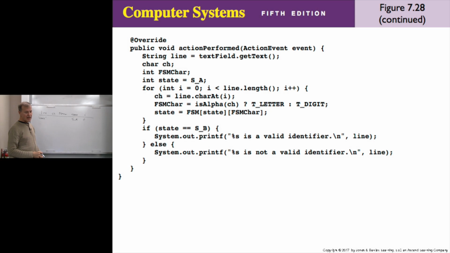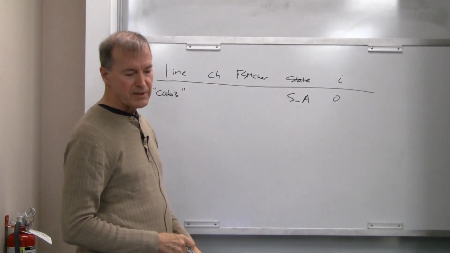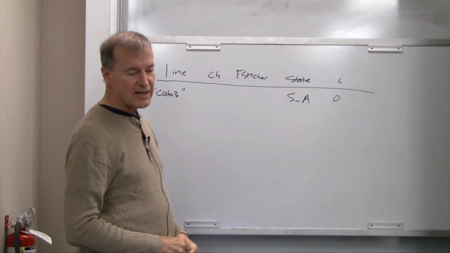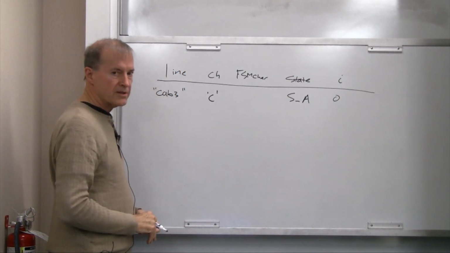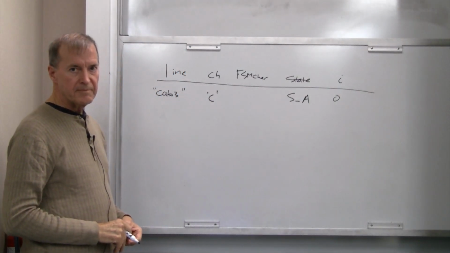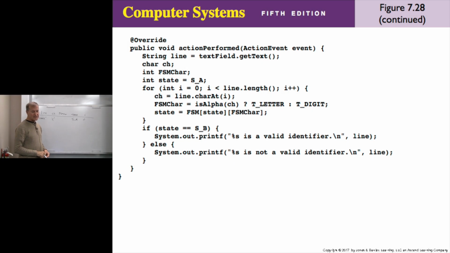Okay. And now what's the next line? Is 0 less than 4? Yes, so we execute the loop. So what is ch gets line.charAt(0)? What does ch get? That gets the letter C. Are we good? And now what does it say? FSM char gets. So now this variable is going to get some value. What is it going to get?